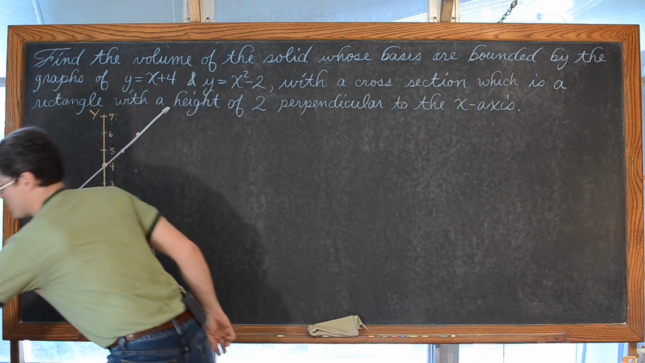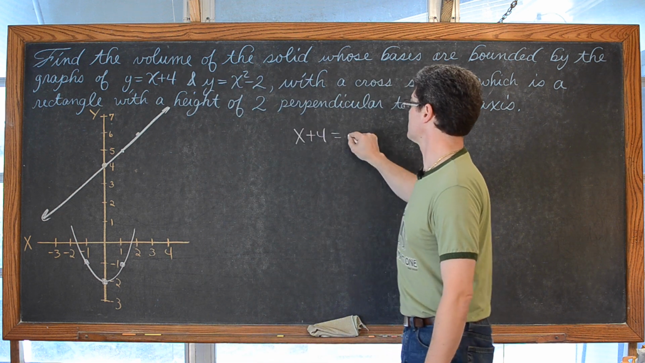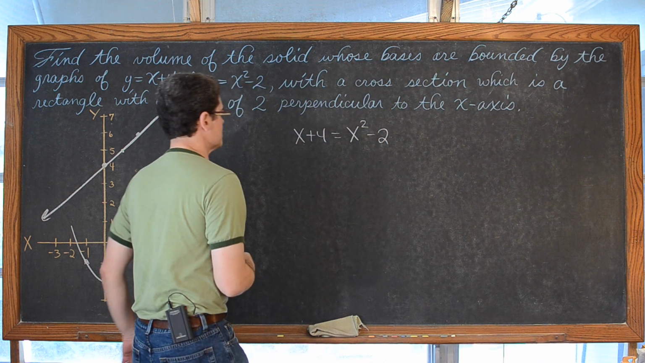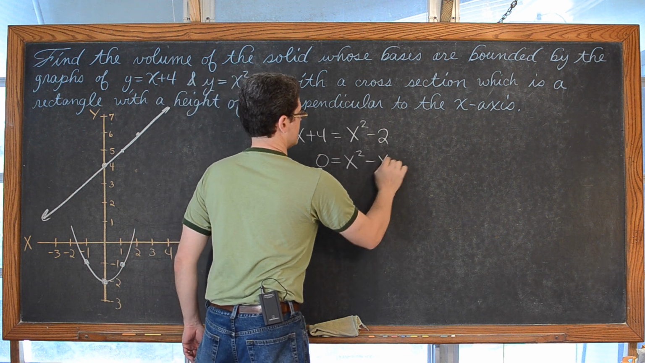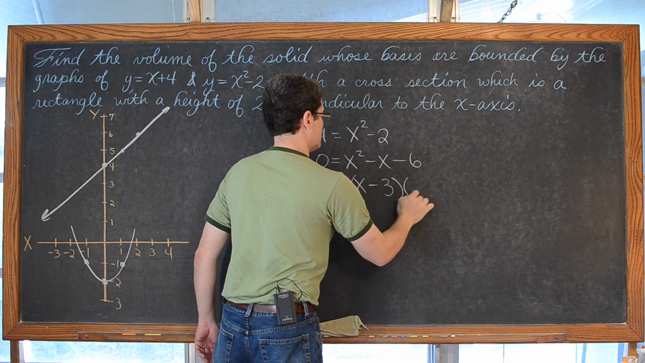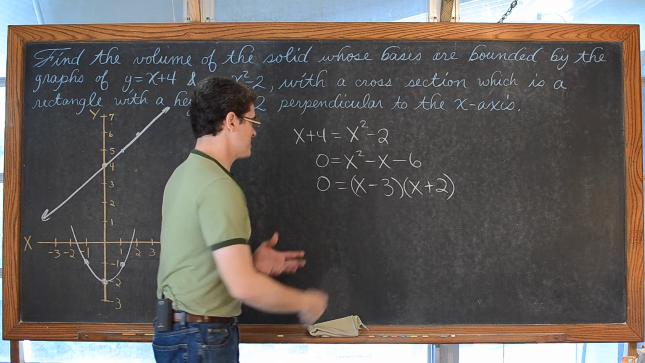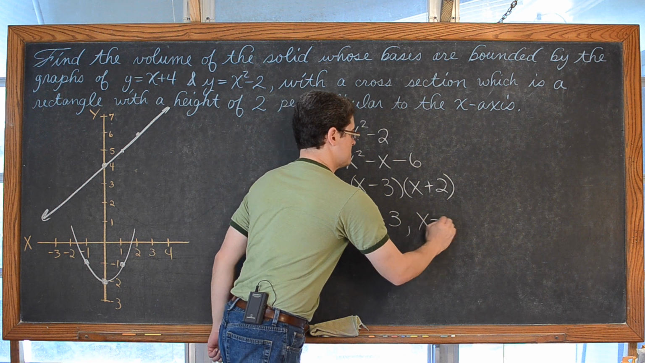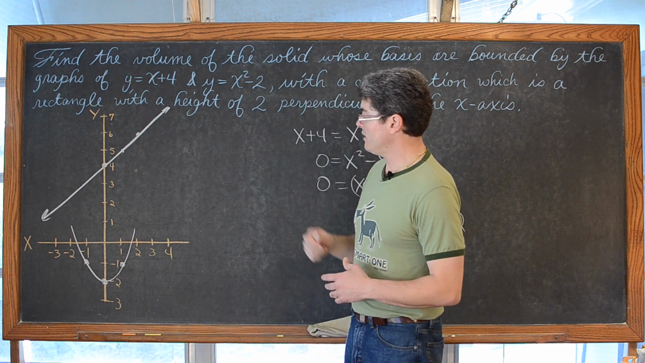So let me get a bigger piece of chalk here. We're going to set the functions equal to each other. So x plus 4 is equal to x squared minus 2. We have a squared and single degree term, so we're going to set this equal to 0. Bringing the x over and the 4 over, we have 0 equals x squared minus x minus 6. Factored, that's (x minus 3)(x plus 2). Setting each equal to 0, x equals positive 3 and x equals negative 2. Those are the x values of the intersection points for these two graphs.